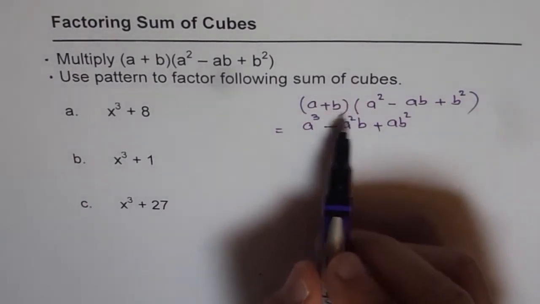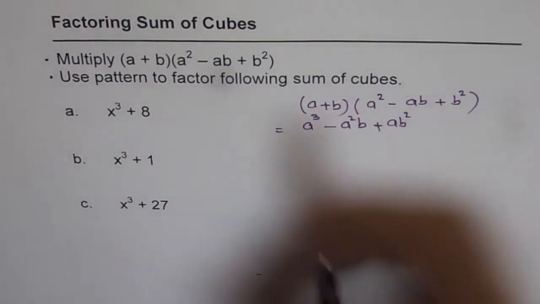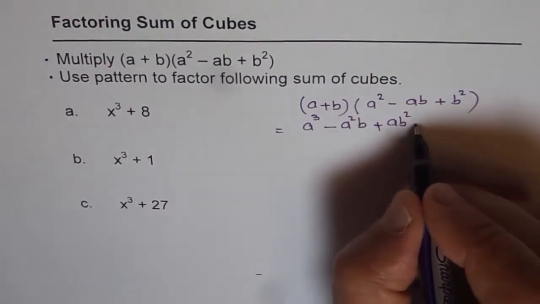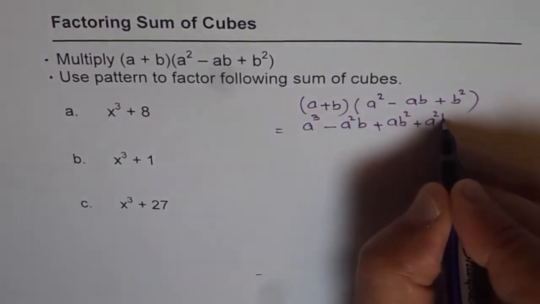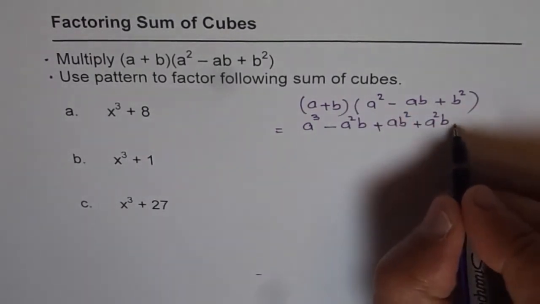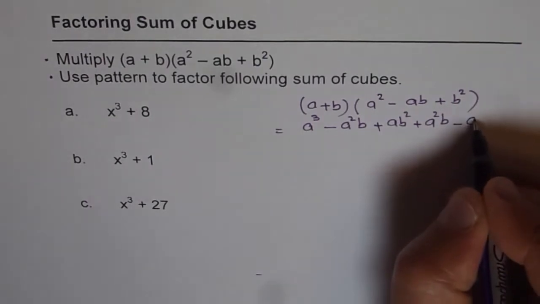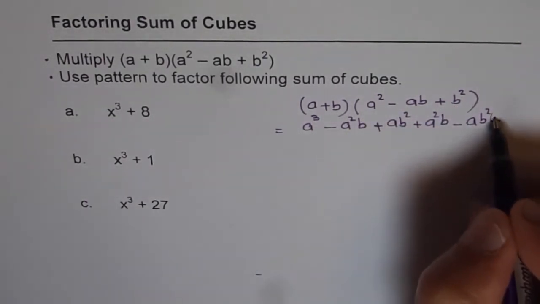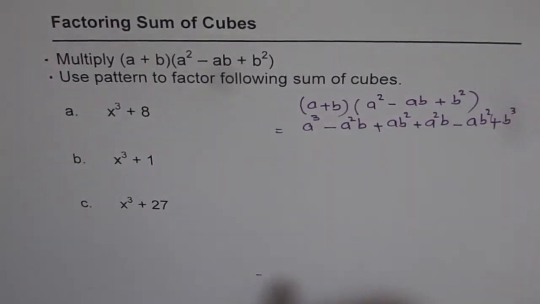Now we'll multiply all these three terms with b. b times a square is b a square, which I can write as a square b. b times minus ab is minus ab square. And b times b square is b cube.